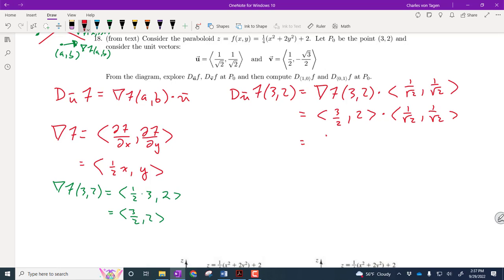So we end up with 3/2 times 1 over the square root of 2 plus 2 times 1 over the square root of 2, which gives us 3 over 2 radical 2 plus 2 over radical 2. And I'm just going to park the answer there. How we doing, folks? Okay, yay, nay?